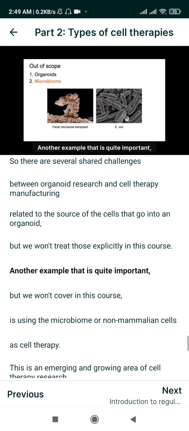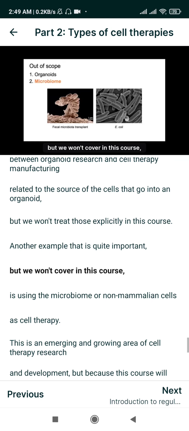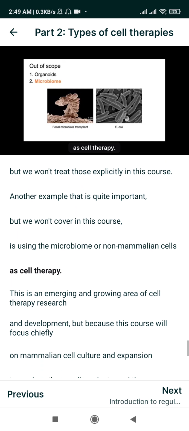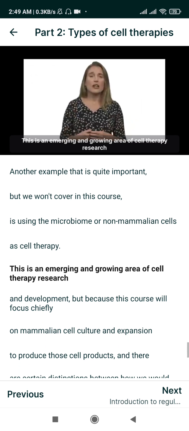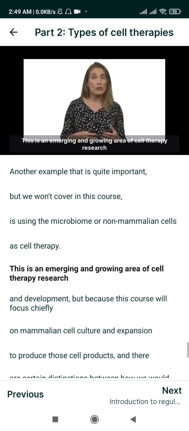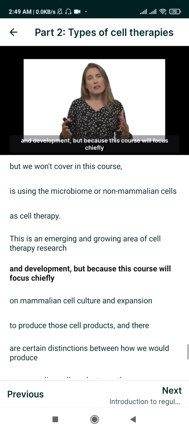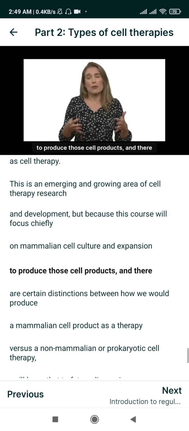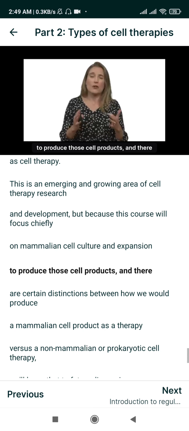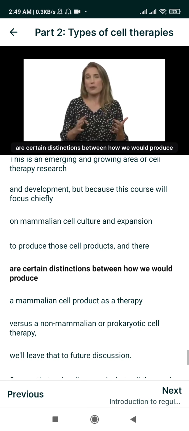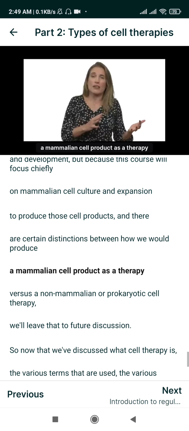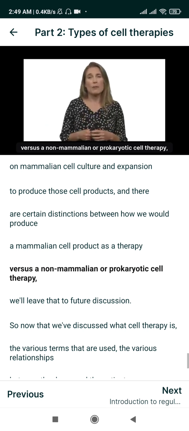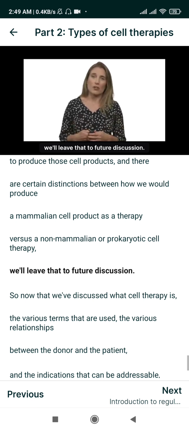Another example that is quite important, but we won't cover in this course, is using the microbiome or non-mammalian cells as cell therapy. This is an emerging and growing area of cell therapy research and development, but because this course will focus chiefly on mammalian cell culture and expansion to produce those cell products, and there are certain distinctions between how we would produce a mammalian cell product as a therapy versus a non-mammalian or prokaryotic cell therapy, we'll leave that to future discussion.